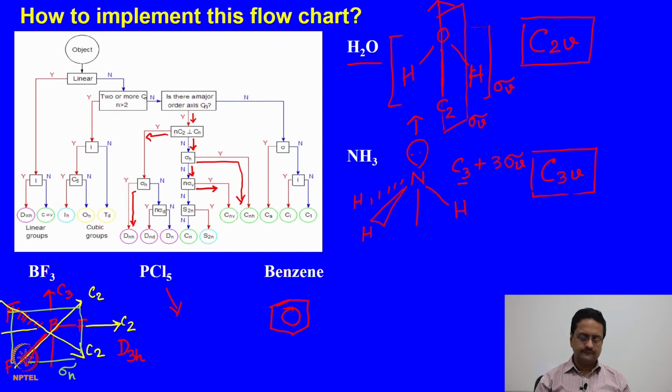What is benzene? How many symmetry elements are present here? What you can see is that the molecule has a C6 passing through the center of the ring. So, it has a C6.